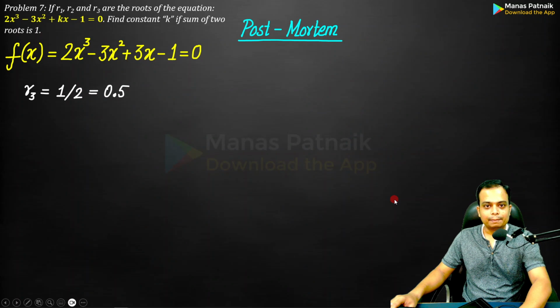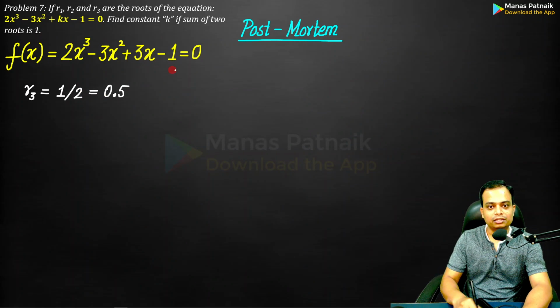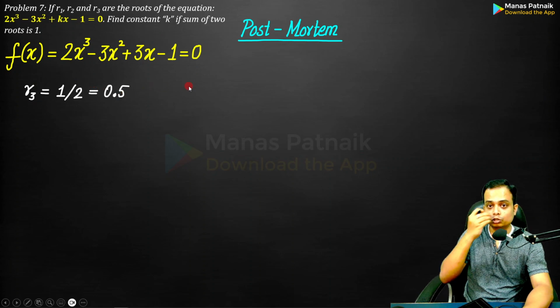Let me go to the next slide. I've written down everything, the original equation. I've plugged in the value of k, and this is R3. R3 happens to be 0.5 or half. Let me do a complete post-mortem.